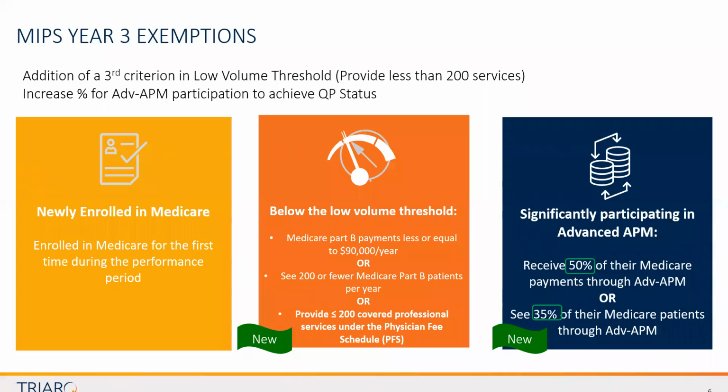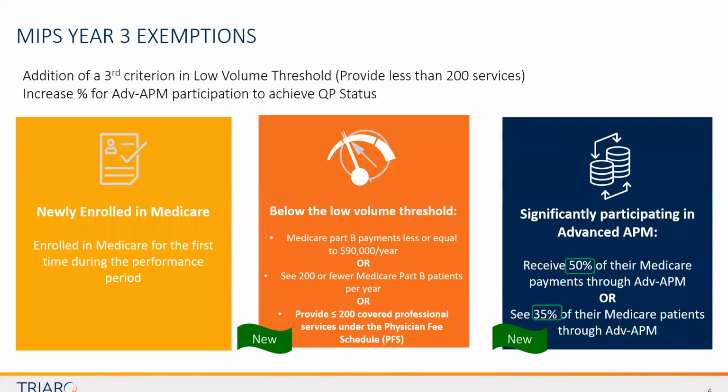The second box is talking about the low volume threshold. So the 2 metrics that remain unchanged here are the Medicare Part B payments less or equal to $90,000 a year, or you see 200 or fewer Medicare Part B patients, or you provide less than 200 covered professional services. I think that's kind of splitting hairs, but long story short, it's a third way to opt out via the low volume threshold.